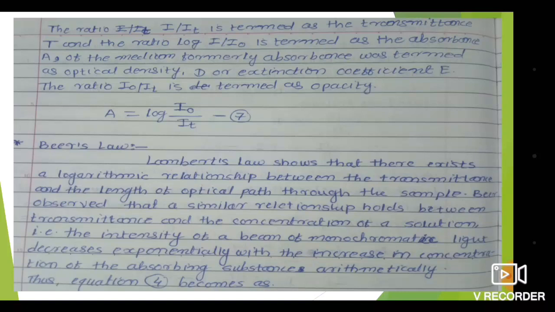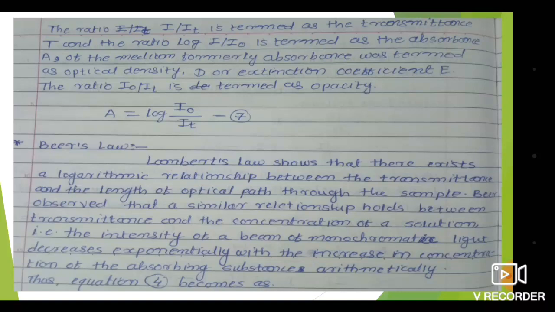Then Beer's law. Lambert's law shows that there exists a logarithmic relationship between the transmittance and the length of optical path through the sample, but Beer observed that a similar relationship holds between transmittance and the concentration of a solution. So that is, the intensity of a beam of monochromatic light decreases exponentially with the increase in concentration of the absorbing substance. Mathematically, equation 4 becomes as follows, that is Beer's law.